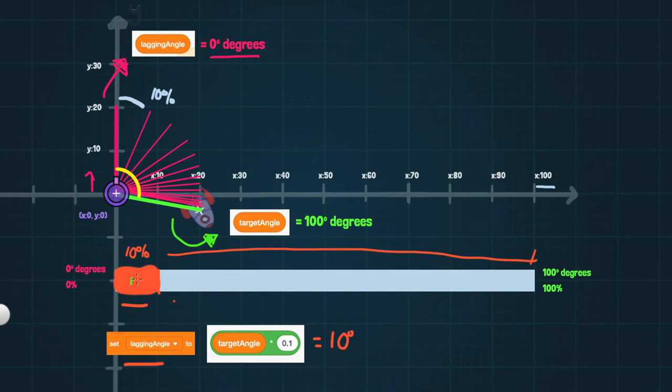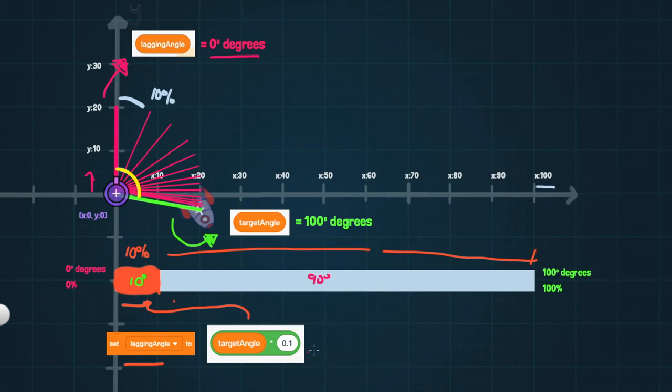We know if this little segment here is 10 degrees, well, the rest of this is going to be 90 degrees because 10 plus 90 is equal to 100. So now we know that 10% of the target angle is just equal to this segment right here, 10 degrees. So we'll just erase this out now. We know that 10% plus 90% is equal to 100%.